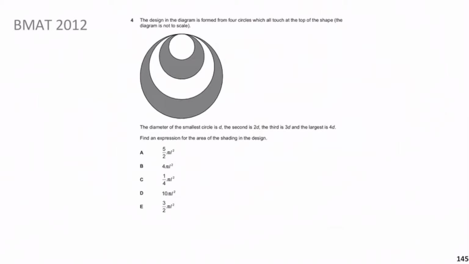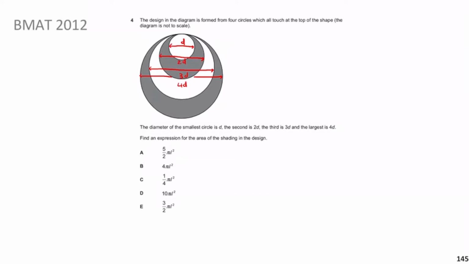Okay guys, so let's go through this. We know the diameter of the smallest circle is D. So basically what they're trying to say is this is D, and the next one is going to be here, so you've got 2D here, and then from there to there, let's say you've got 3D, and then the biggest one is going to be 4D. And we're basically told to work out the area of the shading.